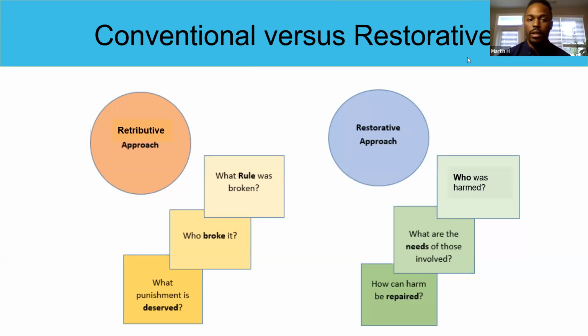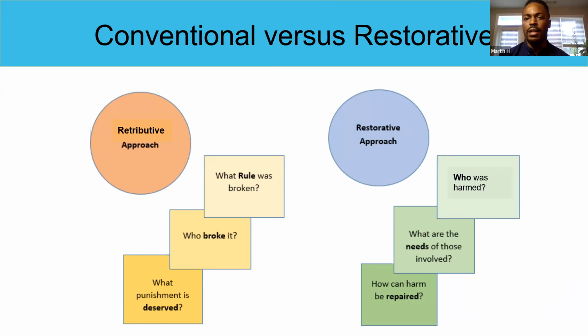It's a manifestation of that definition we gave earlier. So what that looks like, the retributive system, or conventional, we might say traditional, the system that we currently exist in, which is marked by this kind of orangish color circle here, there are key questions that it tends to ask. What rule was broken, who broke it, and what punishment is deserved? The restorative approach, which moves from the definition that we explained earlier, asks these questions. It asks, who was harmed? What are the needs of those involved? And how can harm be repaired?